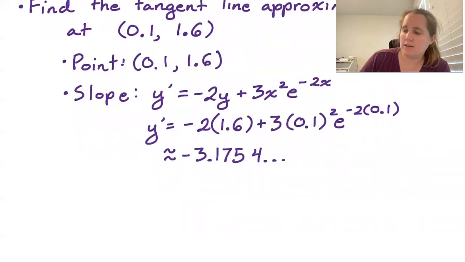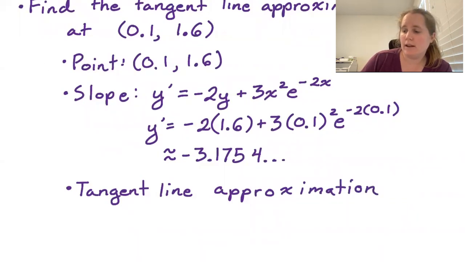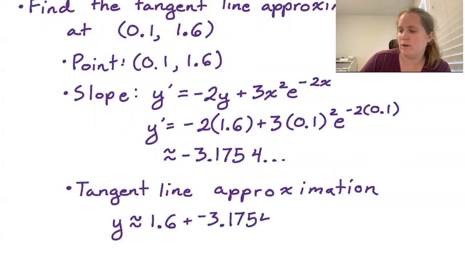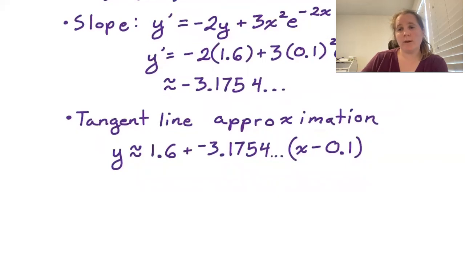So our tangent line approximation, we are looking at y is approximately our initial y value, 1.6, plus our slope, -3.1754, times our x value minus the initial x, 0.1 in this case. So now we will use the tangent line approximation to go one more step.